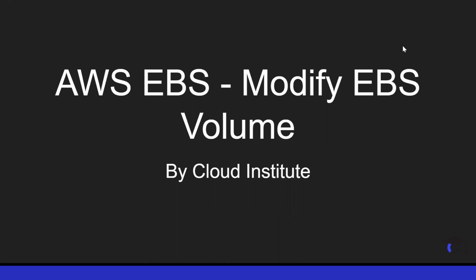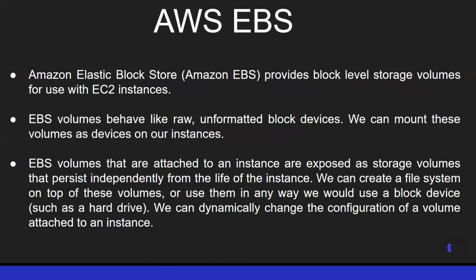We will also see the real meaning of E in the EBS word. E is for elastic, B is for block, and S is for storage. What is elastic? We will see about this elasticity functionality offered by EBS storage. So let's get started. Now, first of all, let's learn about AWS EBS.